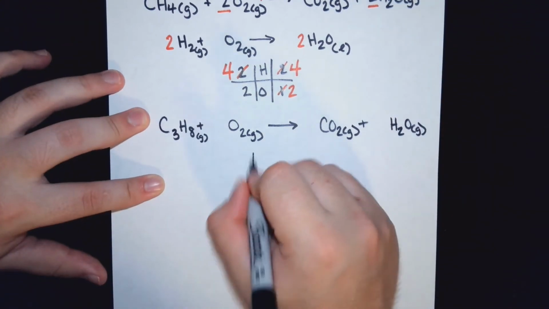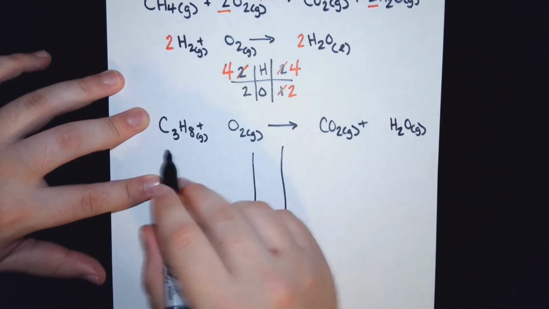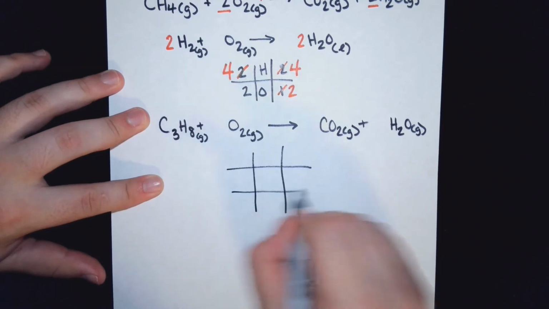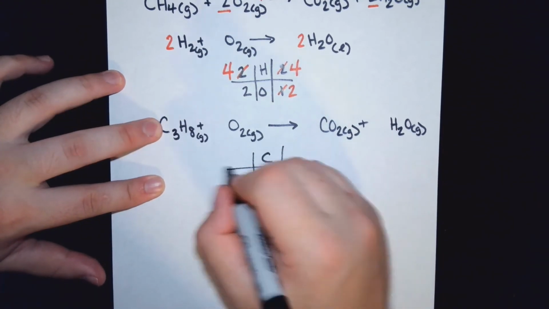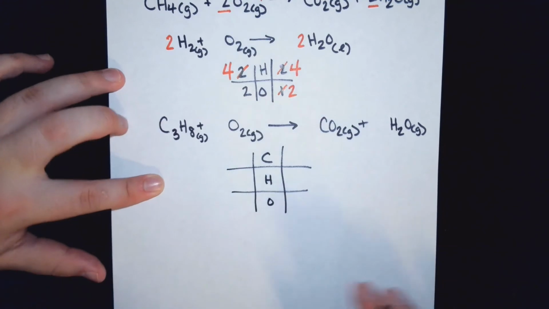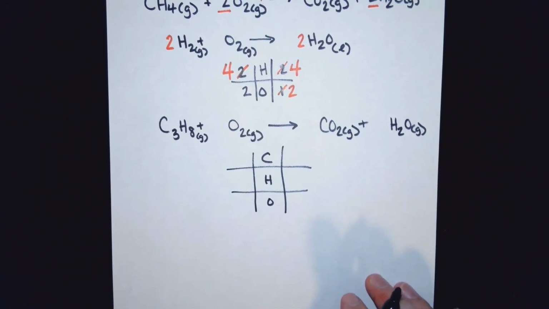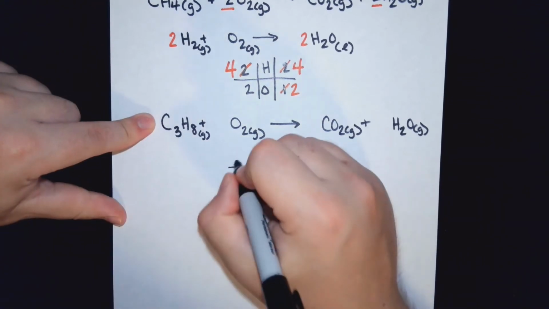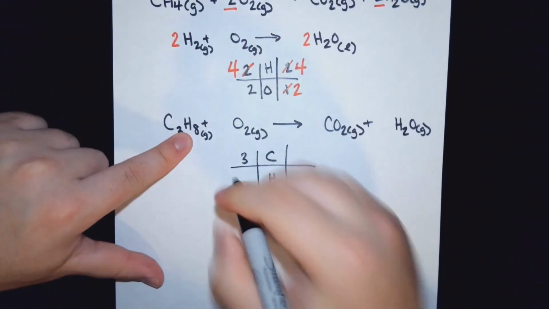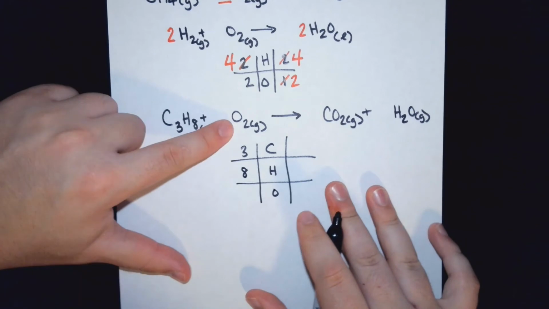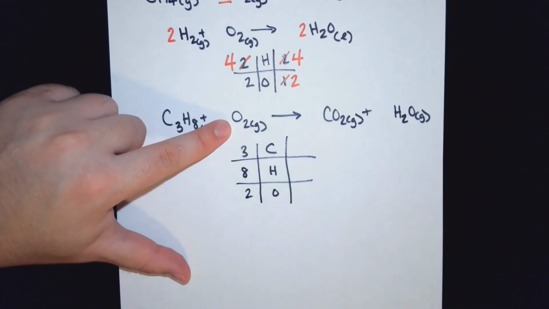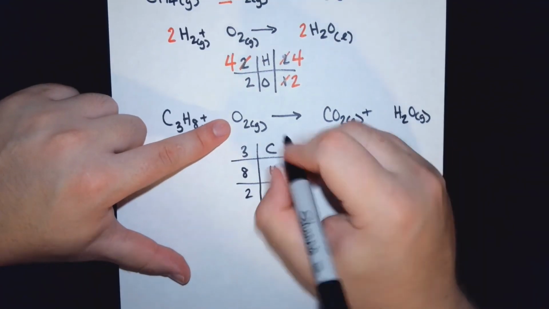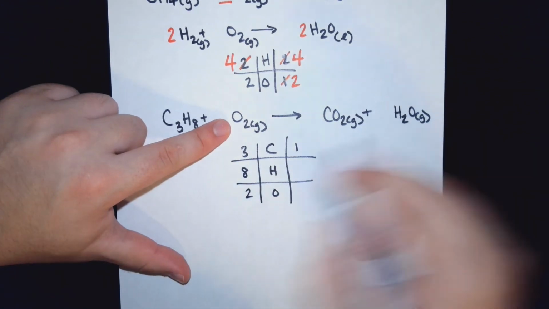So let's set up our chart again. Now I've got 3 different types of atom this time. So we've got carbon, we have hydrogen, and we have oxygen. Okay, on the reactant side, we have 3 carbon atoms, we have 8 hydrogens, and we have 2 oxygens. On the product side, we have just 1 carbon, we have 2 hydrogens.